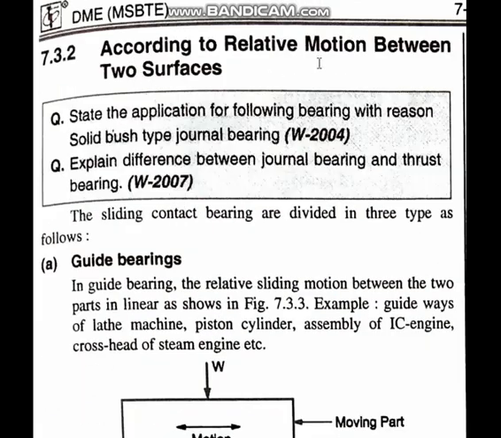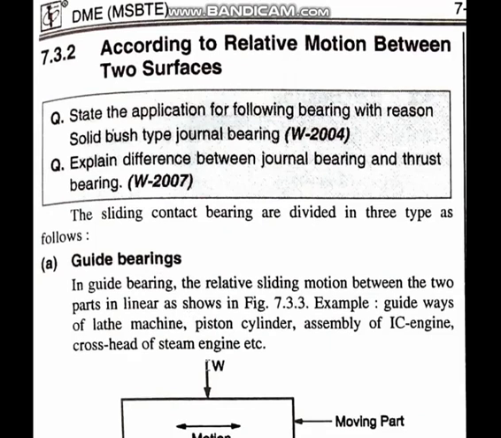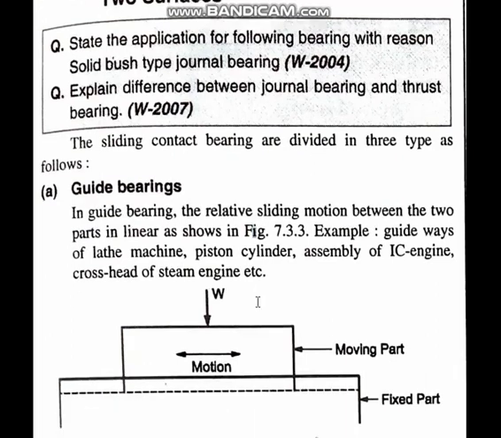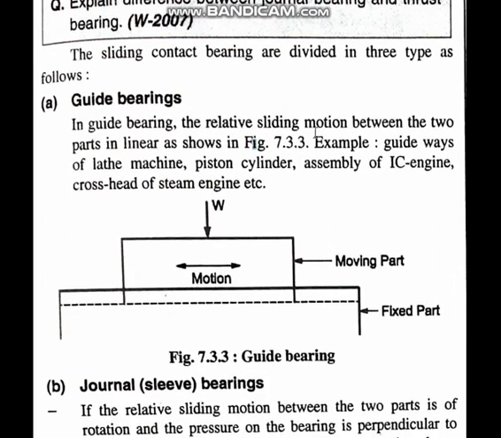Now, classification according to the relative motion between two surfaces. So here, the sliding contact bearings are divided into three types as follows. Guide bearings. In guide bearings the relative sliding motion between the two parts is linear. See, like this, if this is the bearing and this is the thing that it is supporting, and its motion is like this, then it is a guide bearing. Examples: guide ways of lathe machine.